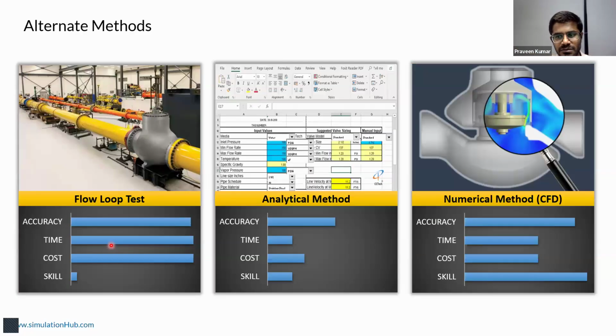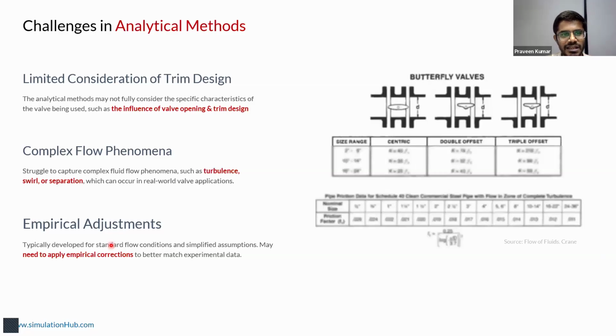One is analytical and numerical method. So here, for the analytical method, the time and cost, of course, is less, but the accuracy is not up to the mark. And for numerical methods, the accuracy is very close to reality, and the time is, of course, considerably less compared to the flow loop test. But the skill set required to operate and get a meaningful result out of it is a bit high.